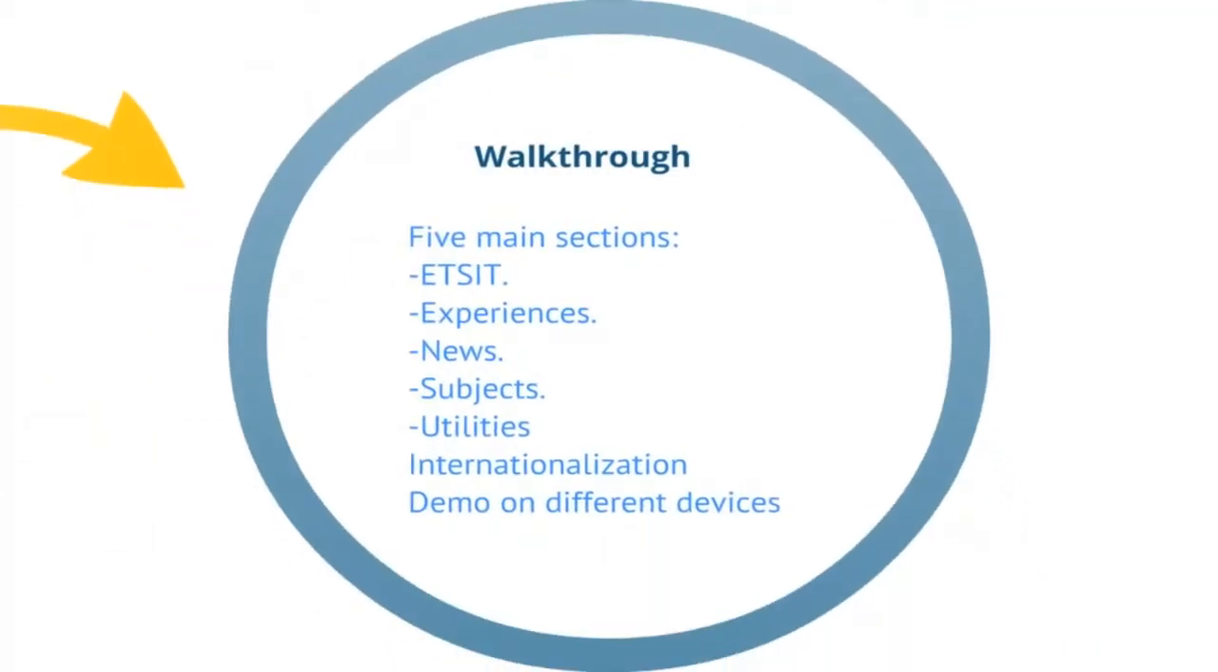We will now go on to the walkthrough, which will consist of 5 main sections where I will talk you through the different tabs and sections: the app sports, which are iETSIT, experiences, news, subjects, and utilities, and at the end we will talk a little bit about internationalization, and we will see how it works on different devices.